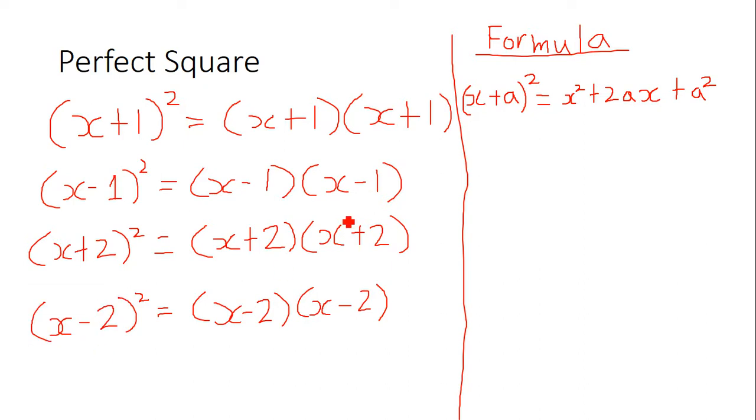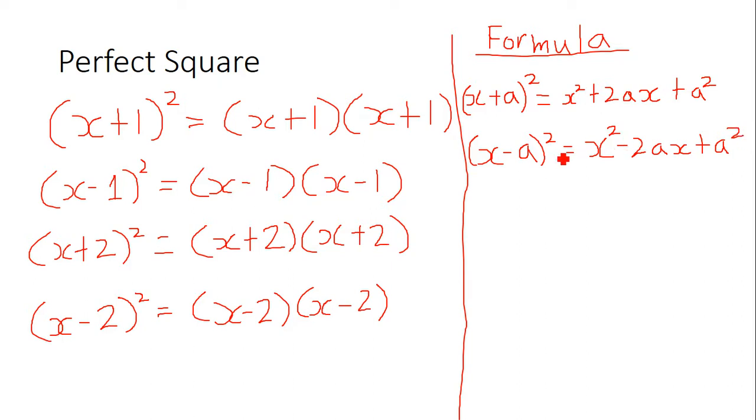Now the next thing is that if we have open bracket x minus a, remember it could be positive or it could be negative. So it's going to be x minus a, squared. It's going to be equal to x squared, the same x squared, but this time it's going to be minus. So it's the same thing, you just put the minus sign: minus ax plus a squared.